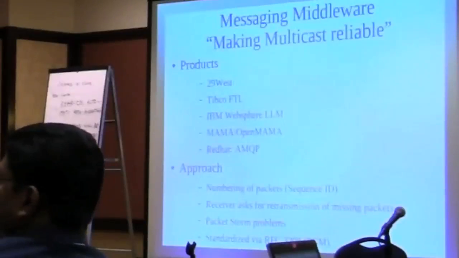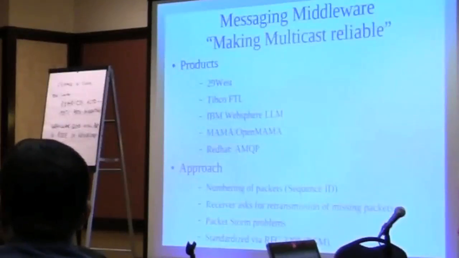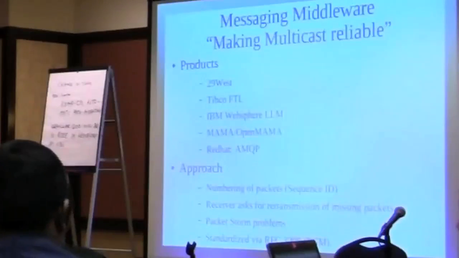All right, so I already talked about the numbering of packets, and so the receiver has to ask for retransmission, and with that you have packet storm problems. You can just get your network overwhelmed with thousands of requests if the key component fails. There's even a standard for how this recovery should work, which is RFC 3208. It's the PGM protocol, Pragmatic General Multicast.